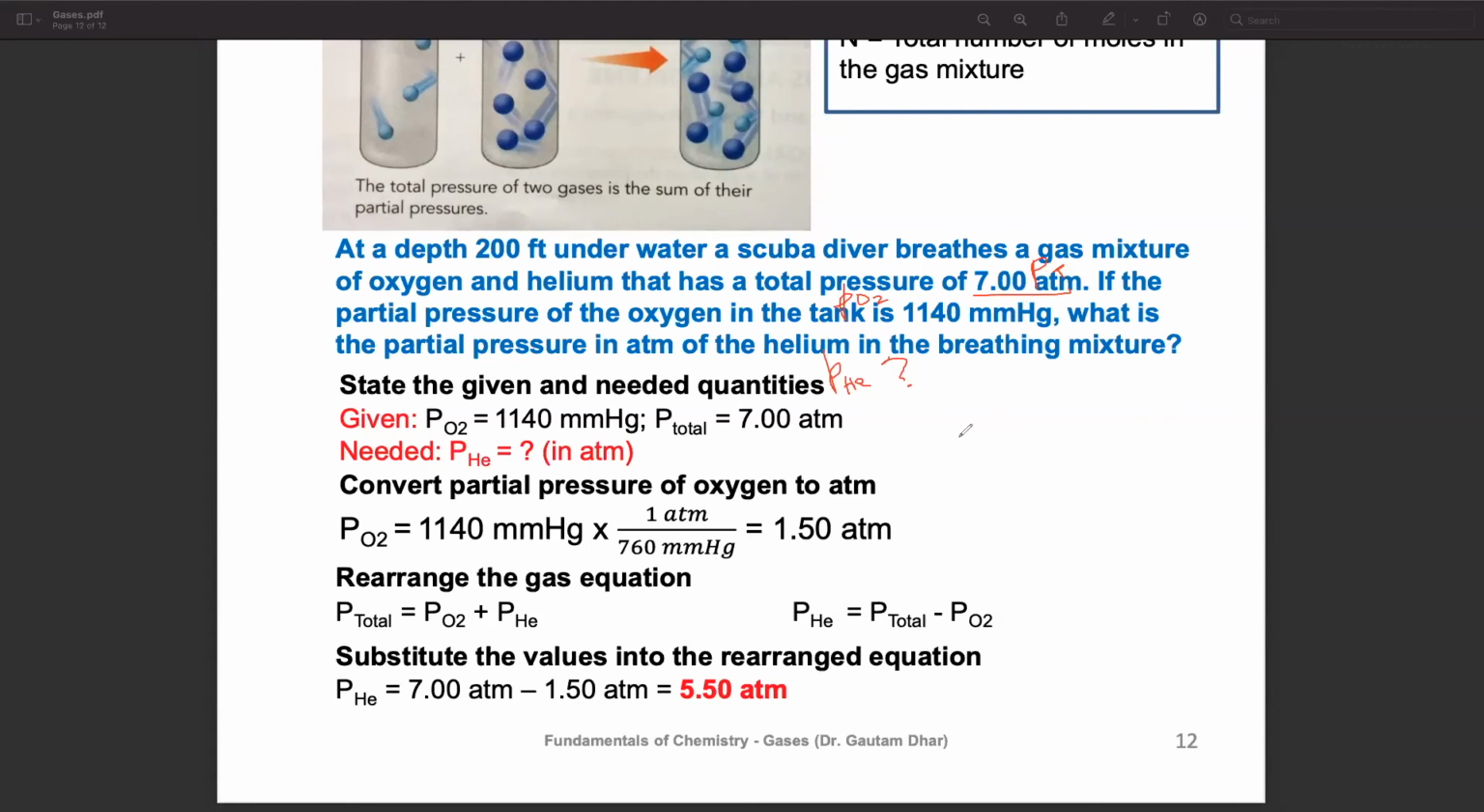So this is the equation that you're using: P total equal to P oxygen plus P helium, right? And so we can say that P helium is equal to P total minus PO2. The PO2 is given to us, which is 1140 millimeter, but we cannot use it like that. So 1140 millimeter needs to be converted to atm, same unit, and so 1.50 atm. Then you basically substitute. So 7.00 is the total, minus 1.50 atm, which is the oxygen, and you get 5.50 atm.